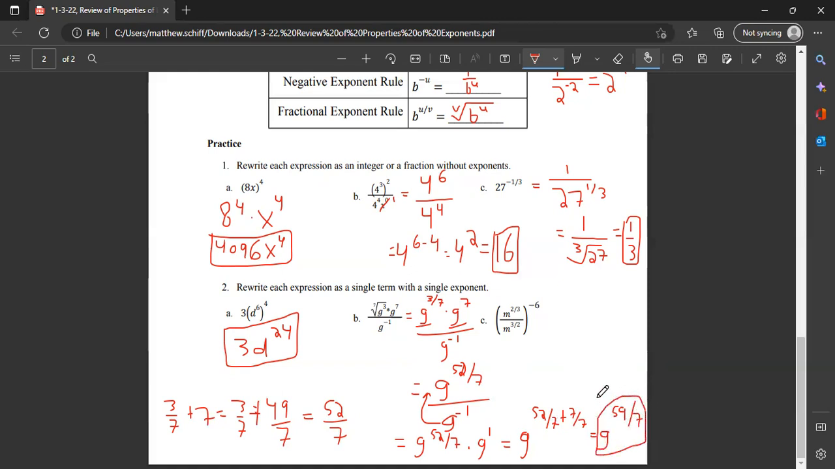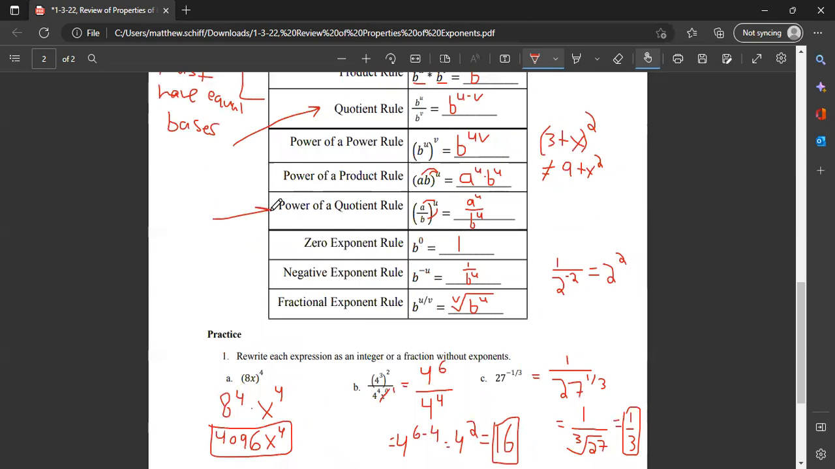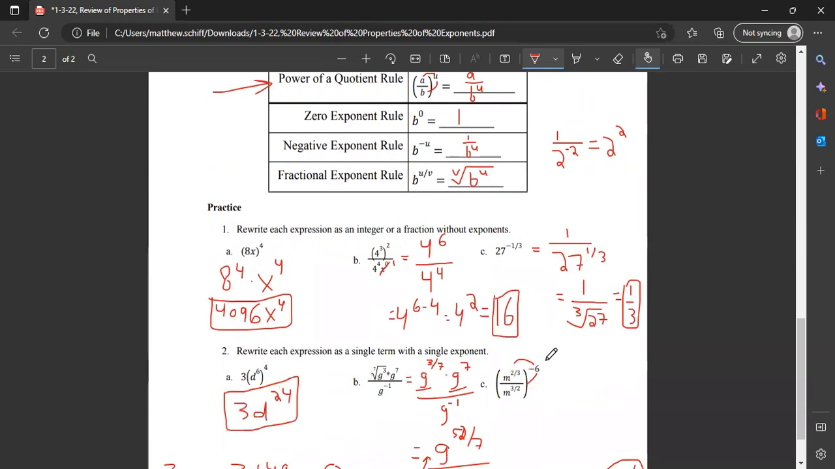Or you may write it as the 7th root of g to the 59th power if you feel like doing it that way. Our last problem, m to the 2/3 over n to the 3/2, all of that raised to the -6 power. So there are a few ways you could approach this, but I think the best way is to immediately distribute this exponent. This is the power of a quotient rule that we're using first. Remember, you can distribute the exponent over multiplication or division, but not over addition or subtraction.